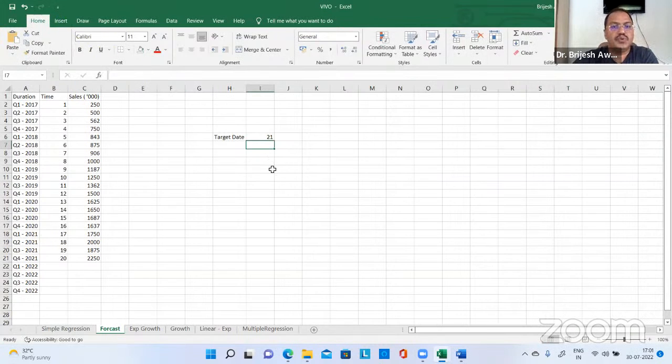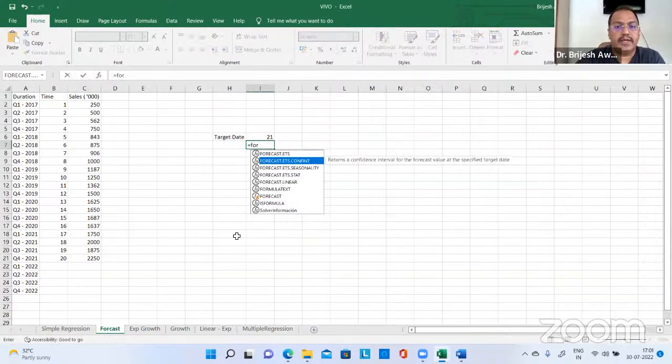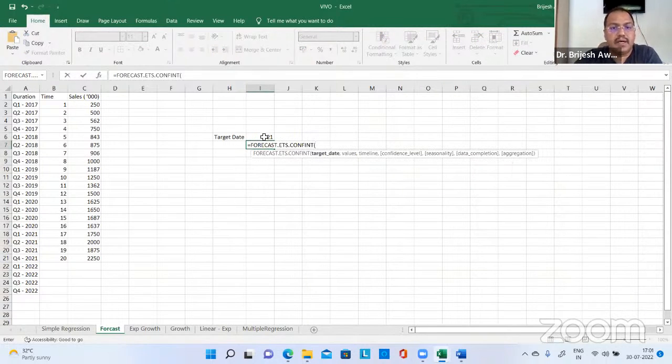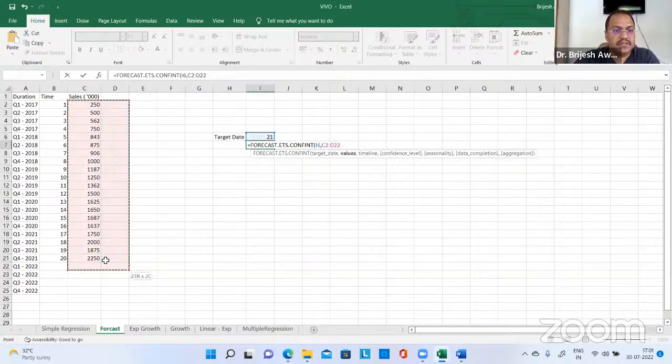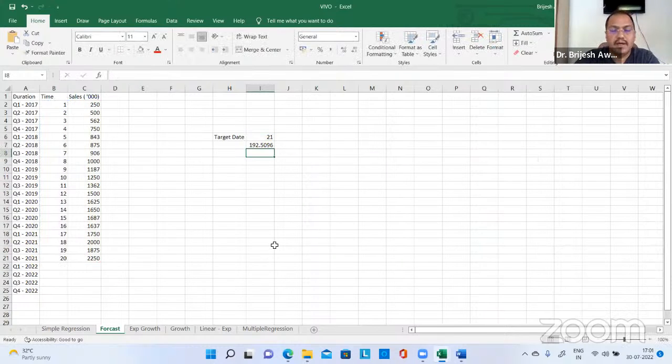What I'm going to do is equals to FORECAST.ETS.CONFINT. My target date is 21, comma, values. These are my values, comma, this is my timeline, and just enter. So 95% is my confidence level and 5% is the significance level. I got my confidence interval, which is 192.